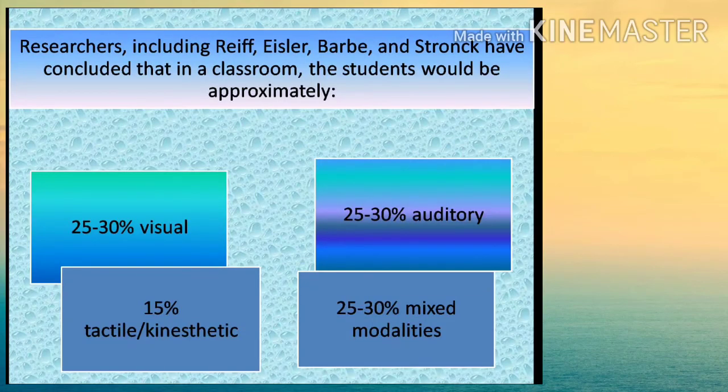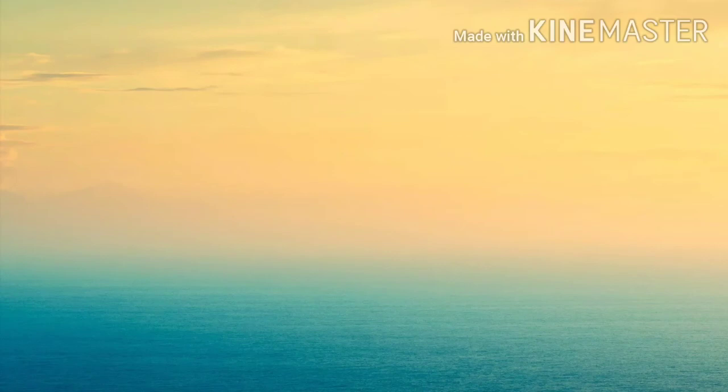Researchers, including Rafe, Eisler, Barber, and Strong, have concluded that in a classroom, the students will be approximately 25 to 30% visual, 25 to 30% auditory, 15% tactile, and the last, mixed modalities, 25 to 13%.